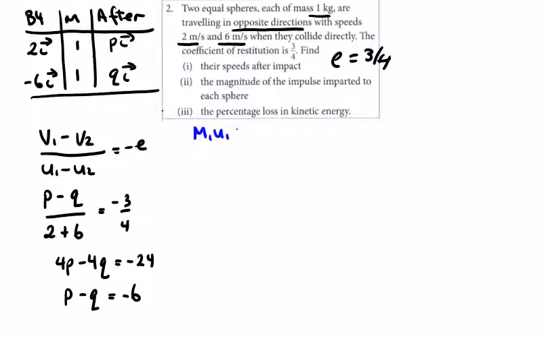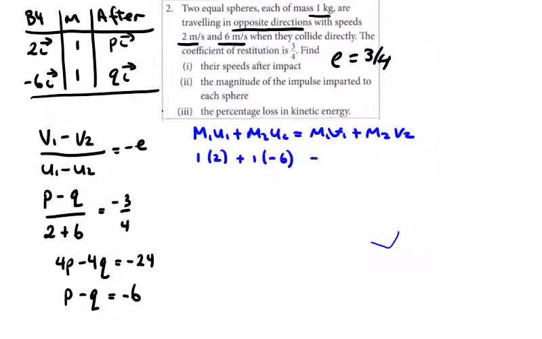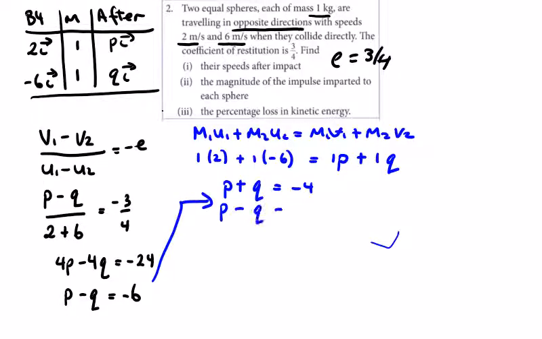Using M1U1 plus M2U2 equals M1V1 plus M2V2, we are going to get 1 by 2 plus 1 by minus 6 is going to be equal to 1 times P plus 1 times Q. So we're going to get P plus Q is equal to minus 4. Bringing this one up, we're going to get P minus Q is equal to minus 6. So we're going to get 2P is equal to minus 10.